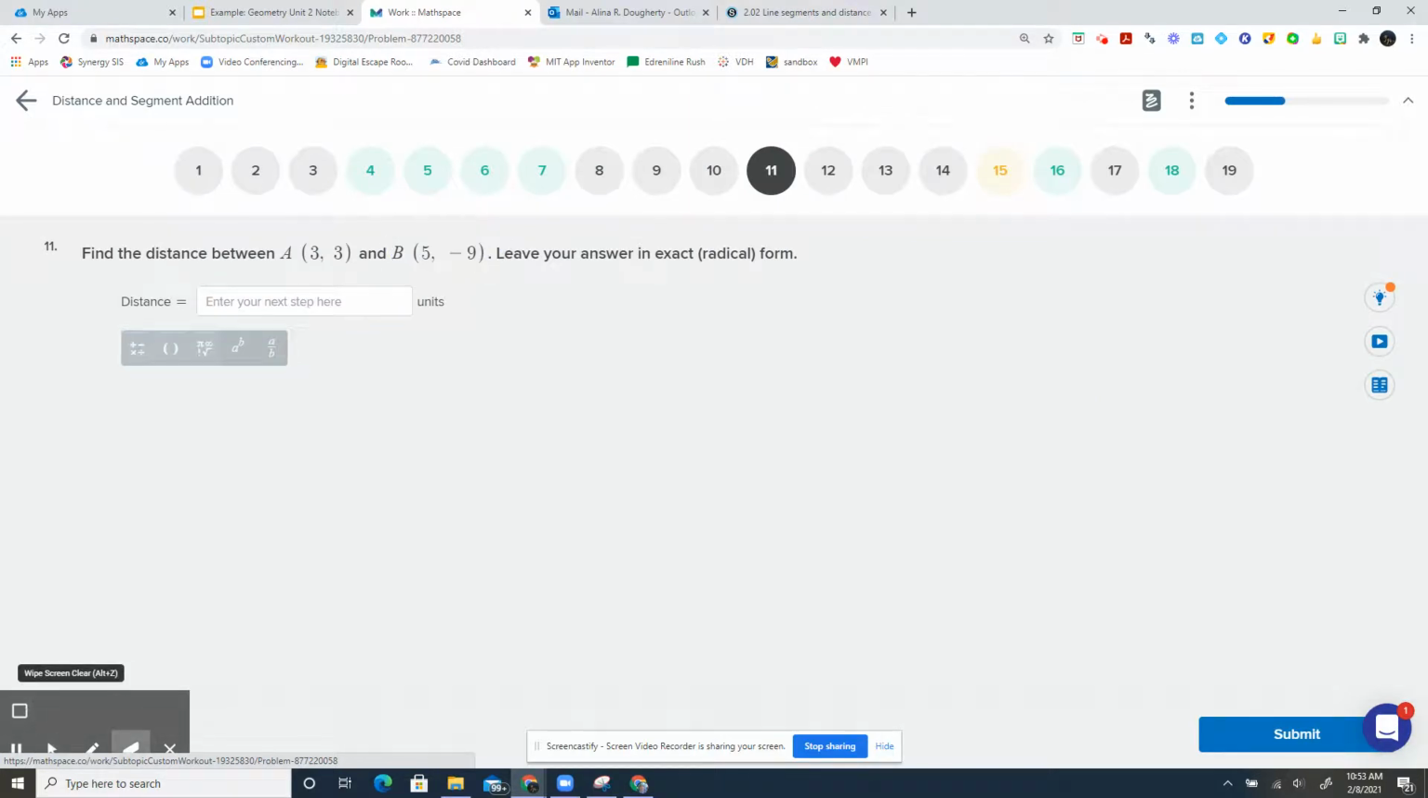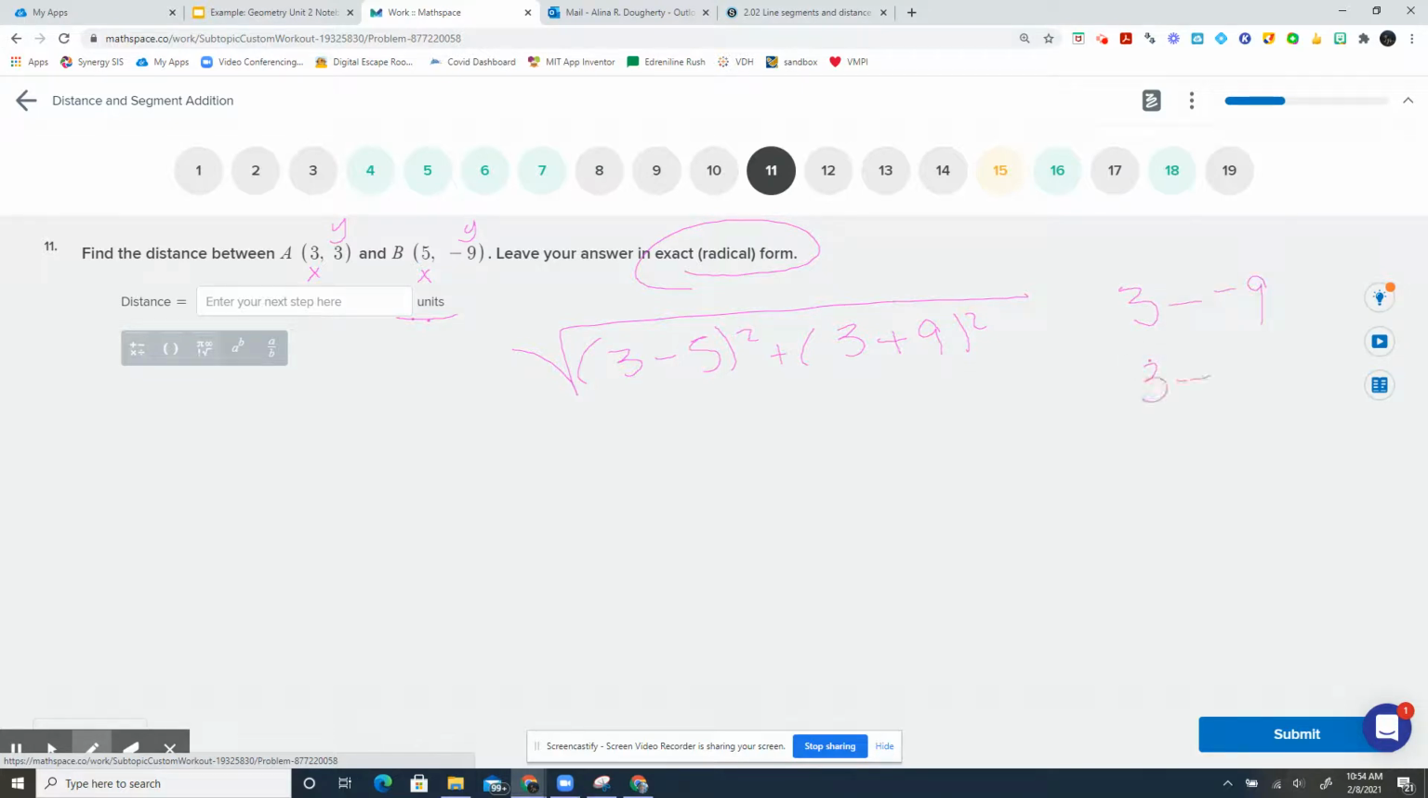See if I can erase that. Find the distance between and leave your answer in exact radical form. So maybe it just wanted my final answer in the last one. X minus x, so 3 minus 5 squared. And then y minus y, so 3 minus -9 squared. Notice that I did 3 minus -9 and just wrote it 3 minus -9, right? So those are the exact same thing.